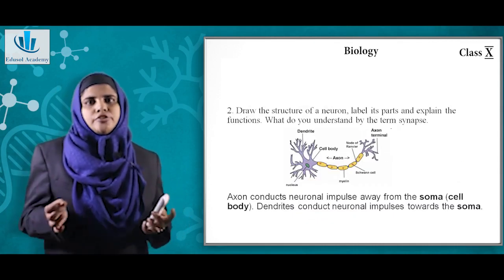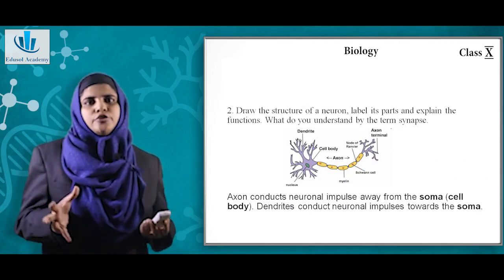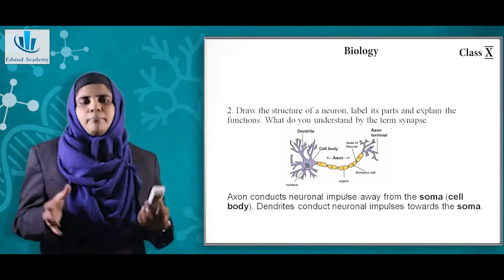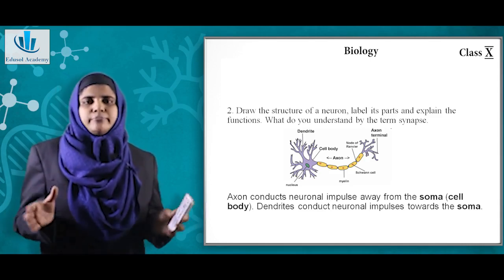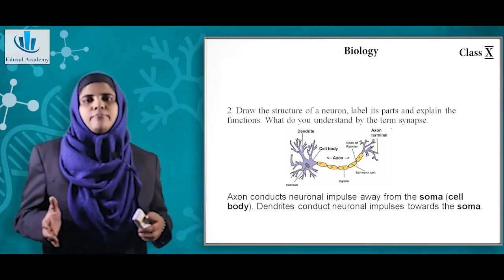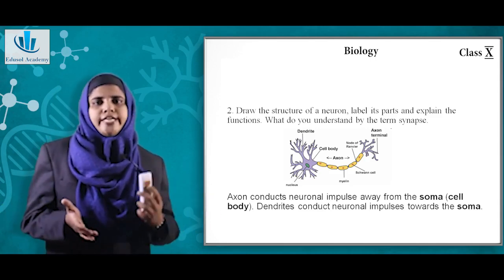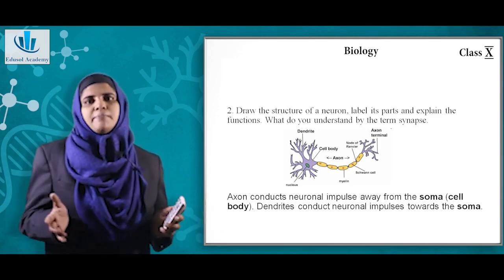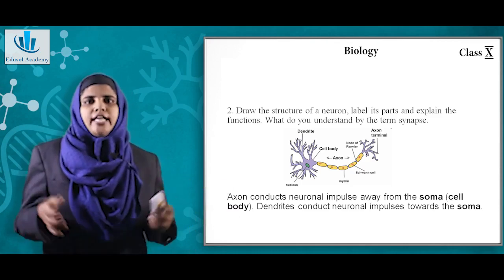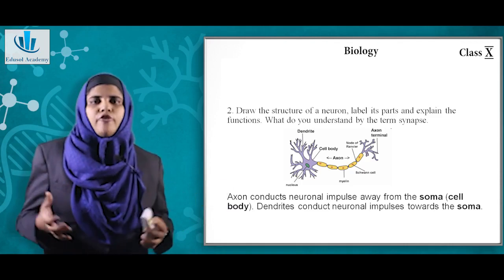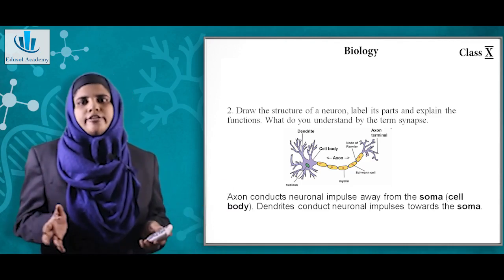Now draw the structure of a neuron, label its parts and explain the function. What do you understand by the term synapse? So draw a neatly labeled diagram. You have to mark the cell body, the axon, and the dendrite. As I said, the axon carries the impulse away from the cell body, and the dendrite carries it towards the cell body. There is also a myelin sheath to give protection to the neuron.